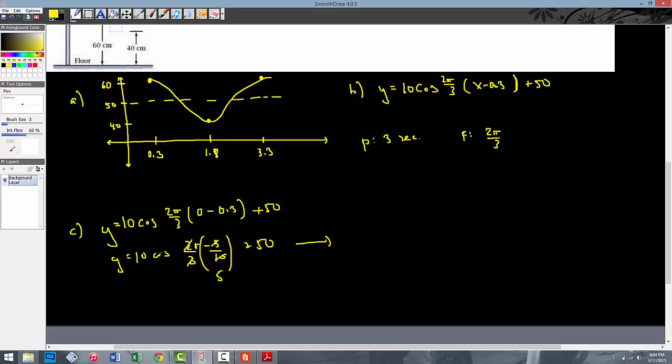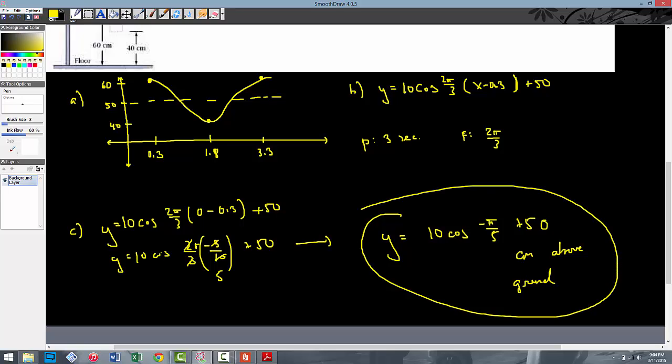Now, I will not let you use a calculator for this test, which means all you have to do is leave this thing in calculator-ready form, which will be 10 cosine negative pi over 5 plus 50 centimeters above ground. And you circle it, and you move on.